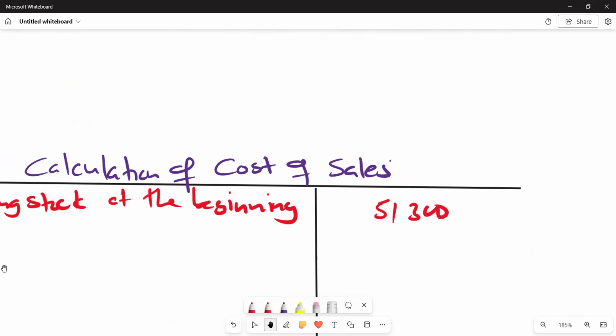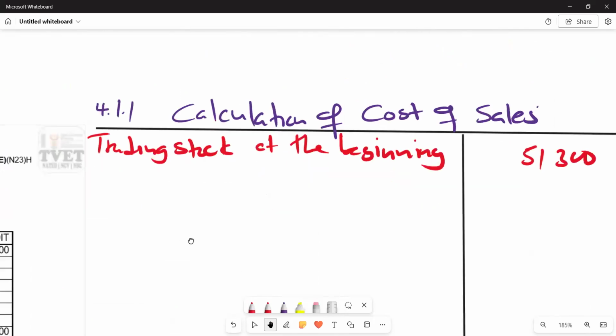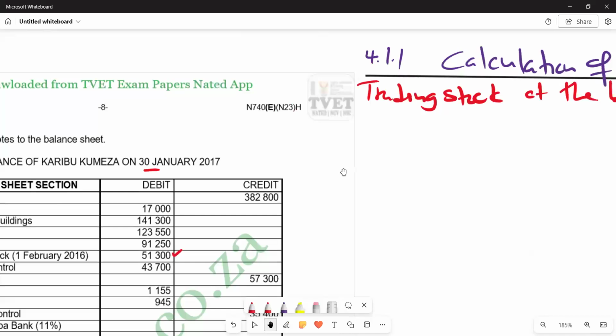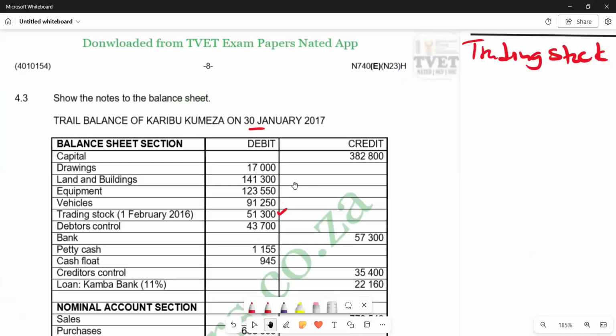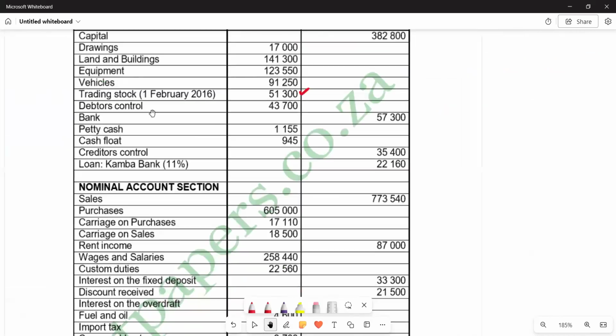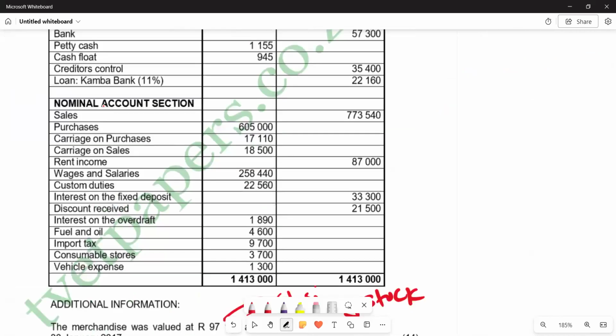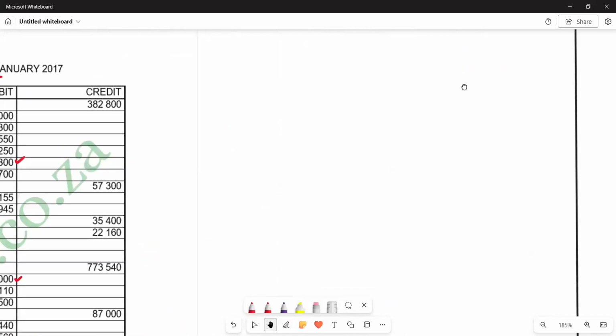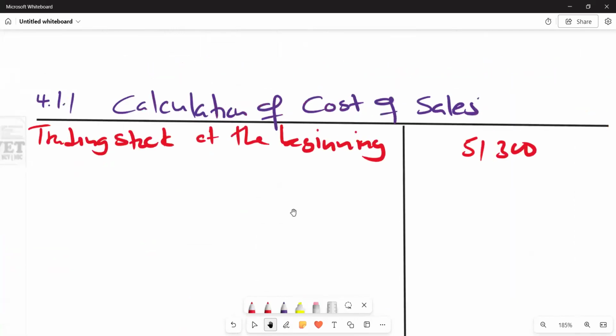After our opening stock, we are supposed to add our purchases. So let's see if we have got our purchases, and always find those figures under the nominal account section. If you come here, the purchase figure that we have is 605,000. So we're going to come here and say plus purchases.